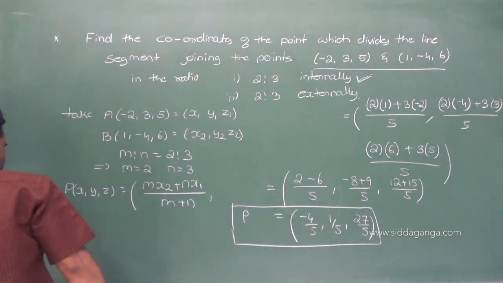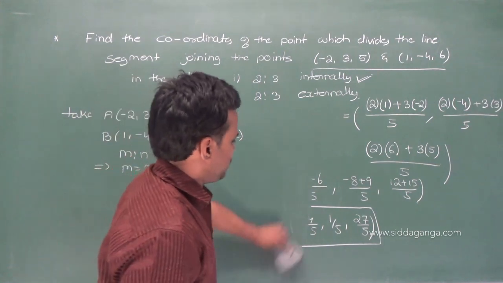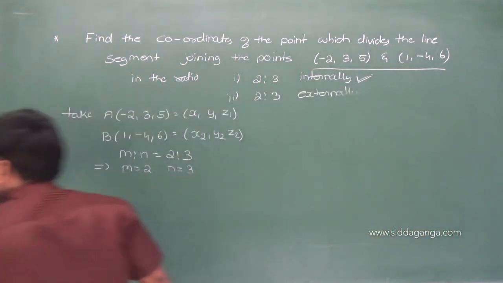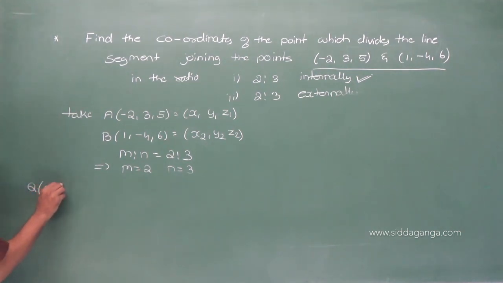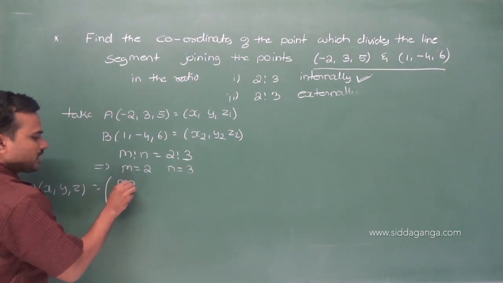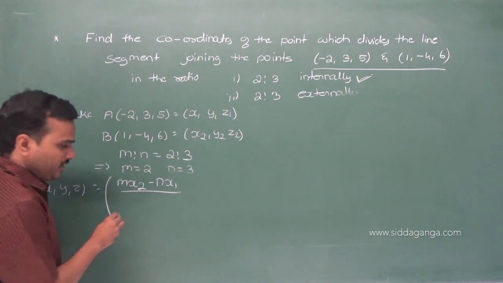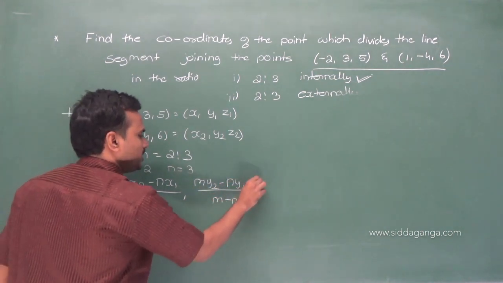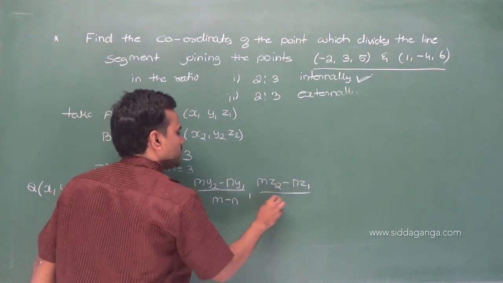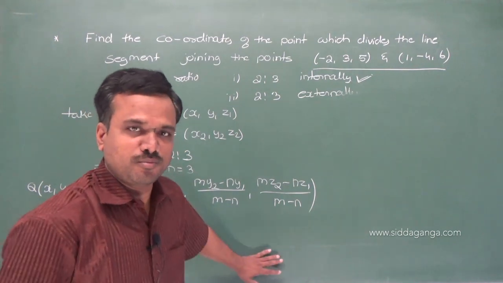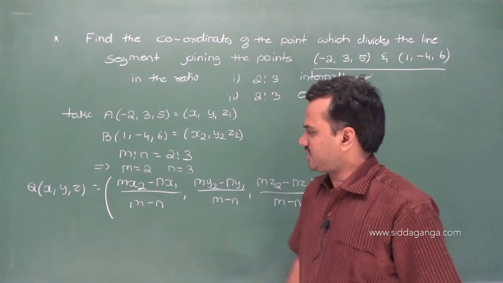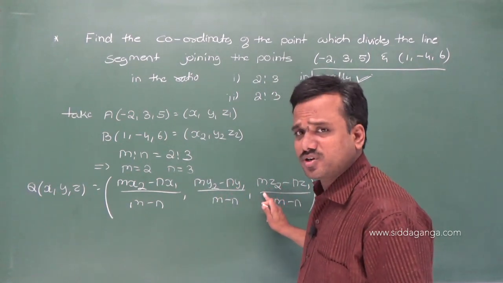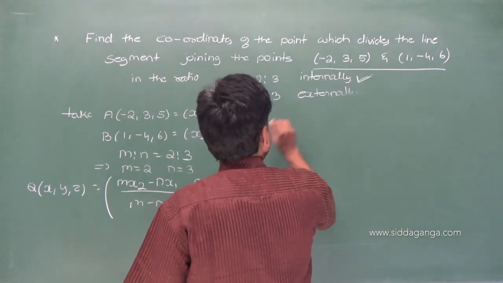For the same points, the question also asked for external division. Again, for external division also you know the formula. External division is (m x2 minus n x1) divided by (m minus n), which I represent as Q. Q of x, y, z is given by (m x2 minus n x1) divided by (m minus n), (m y2 minus n y1) divided by (m minus n), (m z2 minus n z1) divided by (m minus n). Section formula for external division. I substitute here for external division.